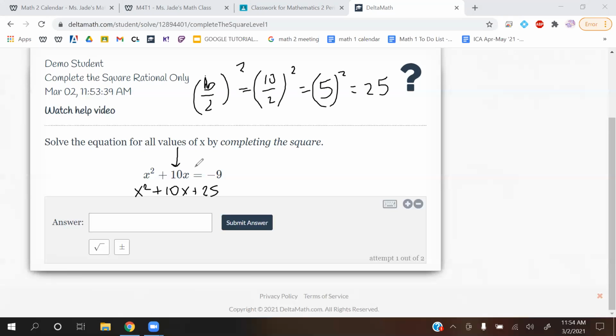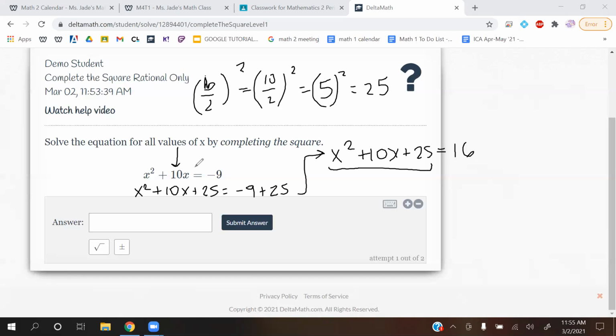Plus 25. Remember, if I add it to one side, I must also add it to the other. So therefore, I get x squared plus 10x plus 25 is equal to negative 9 plus 25. Let's rewrite it over here where I have more space. And what is negative 9 plus 25? I believe that is 16. So we have x squared plus 10x plus 25 is equal to 16.